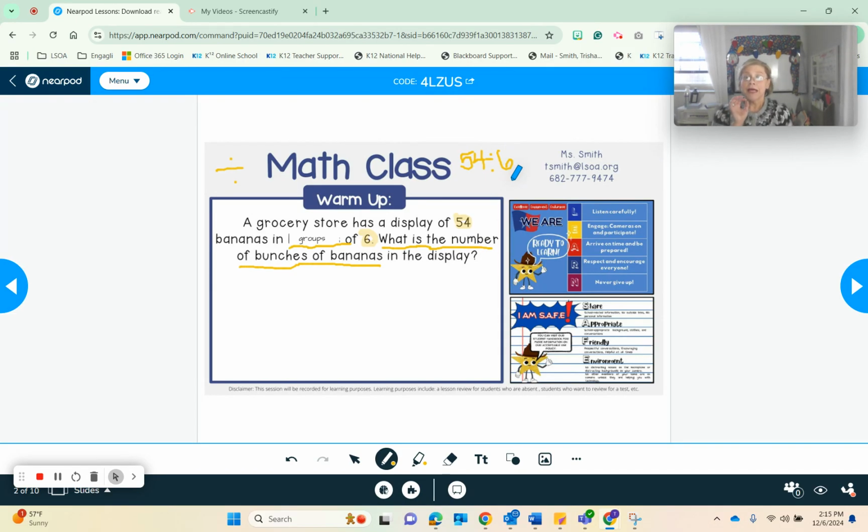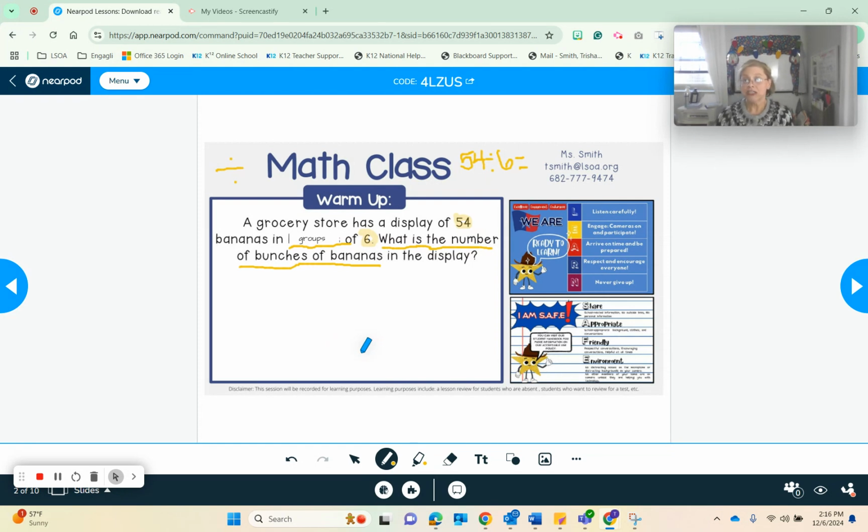That's how many bananas are in our bunch. That's how many bananas are in one bunch. Now we just need to know what our quotient is. How many bunches of bananas are there with 6 in each bunch? So 54 divided by 6 will tell us that.